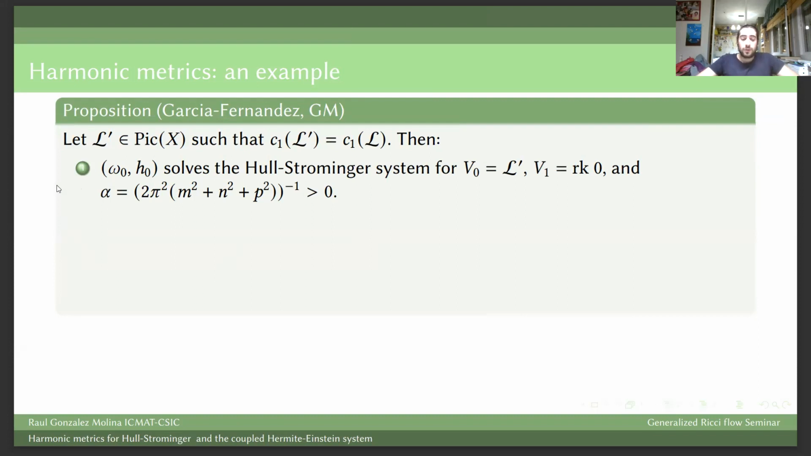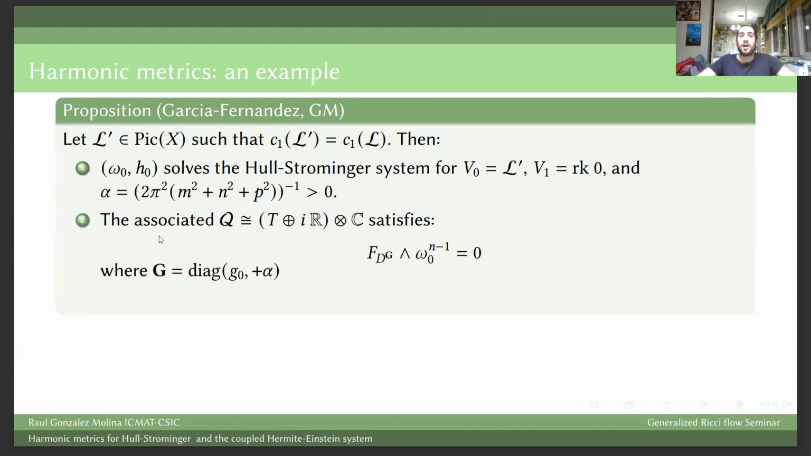So once I have a solution for the Hull-Strominger system, my main result of last week said that I have an associated holomorphic current algebroid together with a connection that is Hermitian Yang-Mills. So it satisfies this equation, where the metric is given by this expression in the identification of the current algebroid with the tangent plus the adjoint of the bundle. And this metric is not going to be positive.